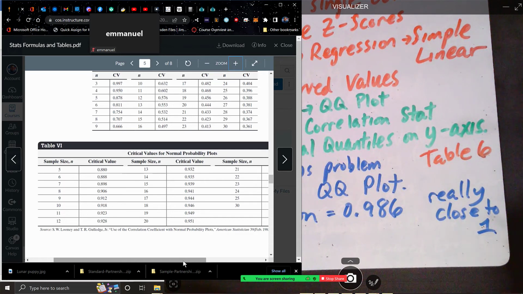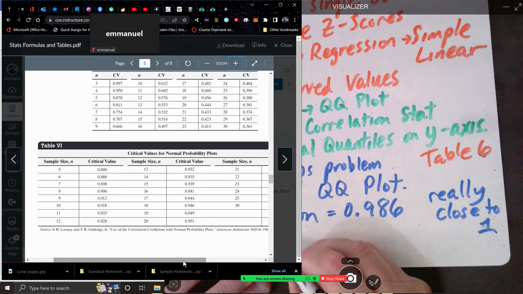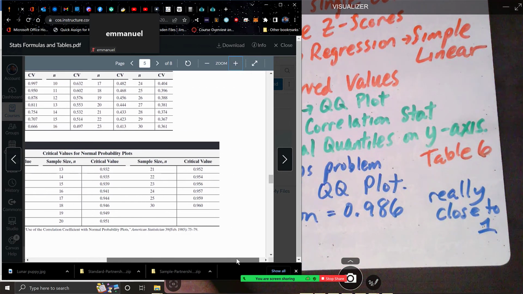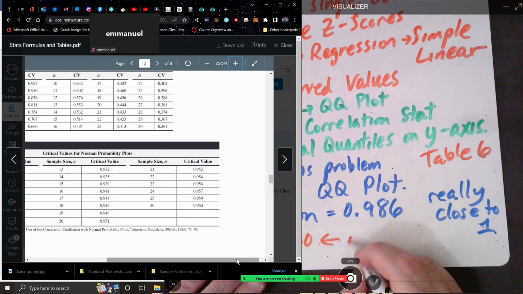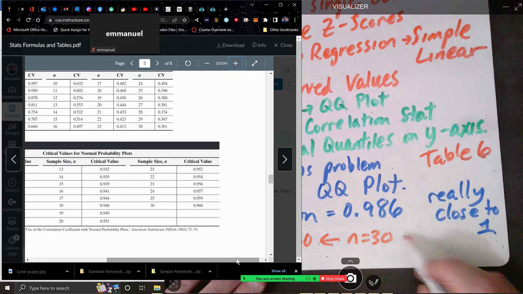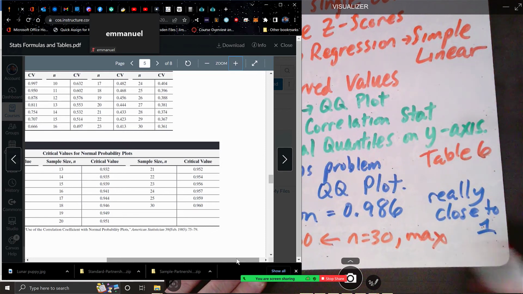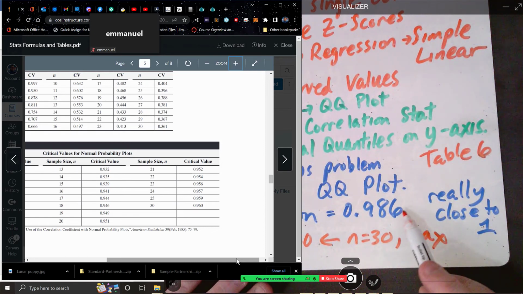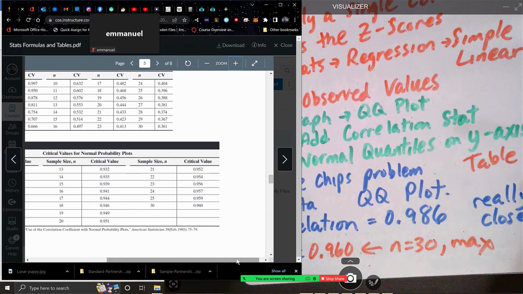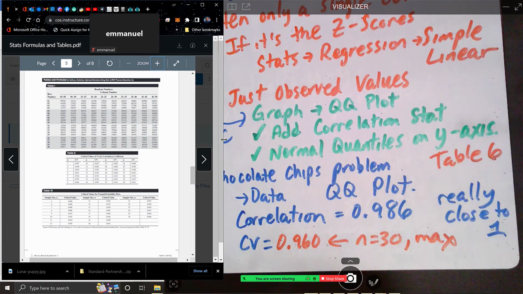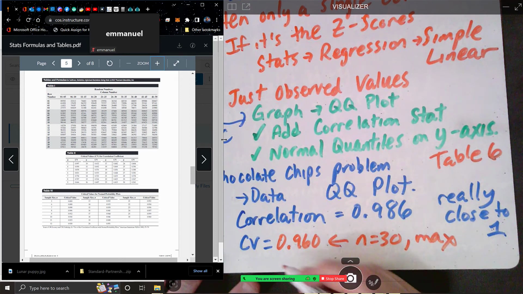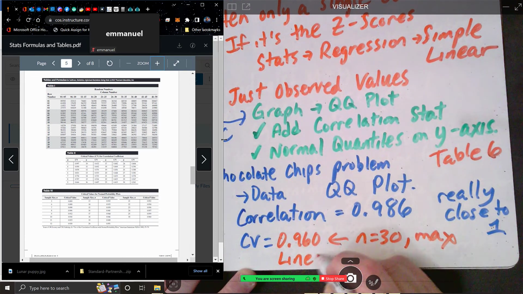The largest it goes up to is 30. So we're going to use the n equals 30. The n equals 30 value is 0.960. That's the max. Our correlation value is still higher than it. Our correlation is still bigger than the critical value, so there is a linear correlation.